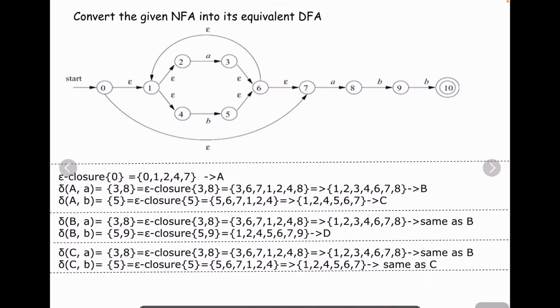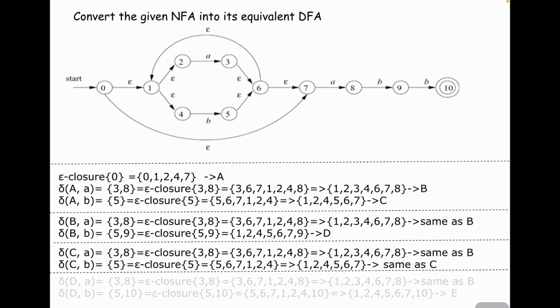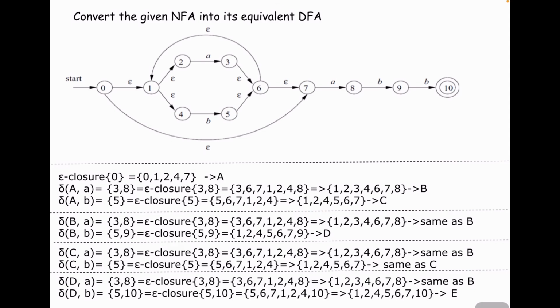Okay, once you understand this, C is over, then D. So D on A: look at that, D on A will get 3 comma 8. The e-closure of 3 comma 8, you already computed, 3 comma 8 is B, right? So 3 6 7, 1 2 4 8, rearrange them, you will get 1 2 3 4 6 7 8, which is similar to B. That's the reason I have given B.